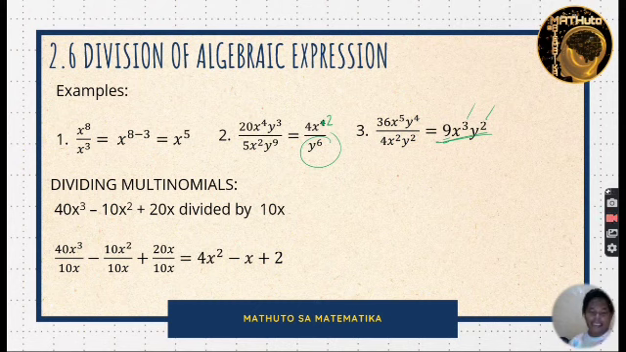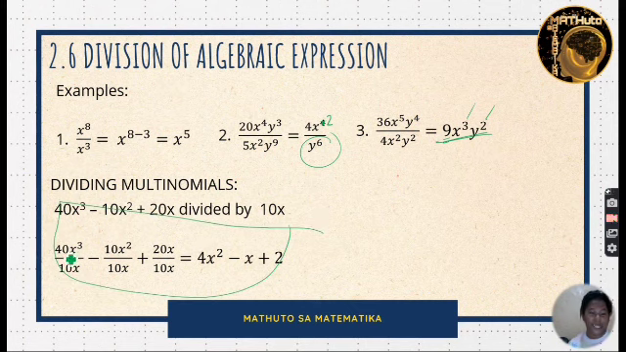Dividing multinomials. So, 4x cubed minus 10x squared plus 20x divided by 10x. So, all terms will be divided by 10x. So, this is what happened. 40 divided by 10 is 4. x cubed divided by x. So, 3 minus 1 is 2. Minus. So, don't forget our minus and plus signs.